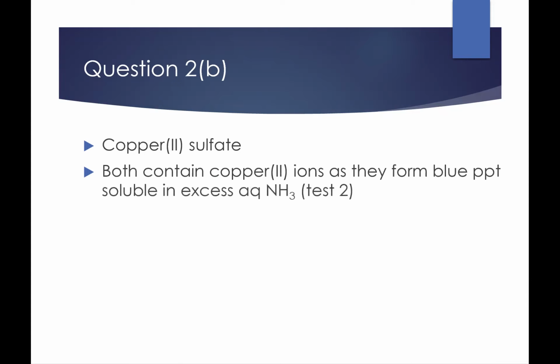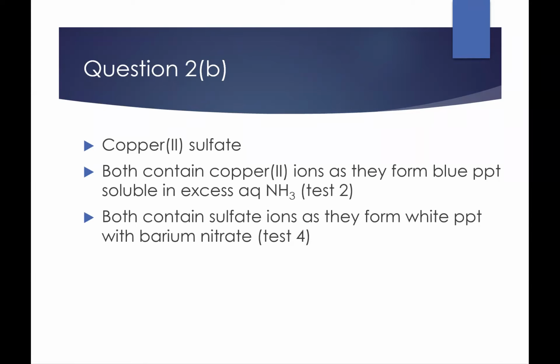Okay, for part B, the compound that is present in both R and S is none other than copper 2 sulfate. Now, the reason for this is because of the copper 2 ions that is present in test 2. And you also can mention that the sulfate ions are also present from the positive test result in test 4.